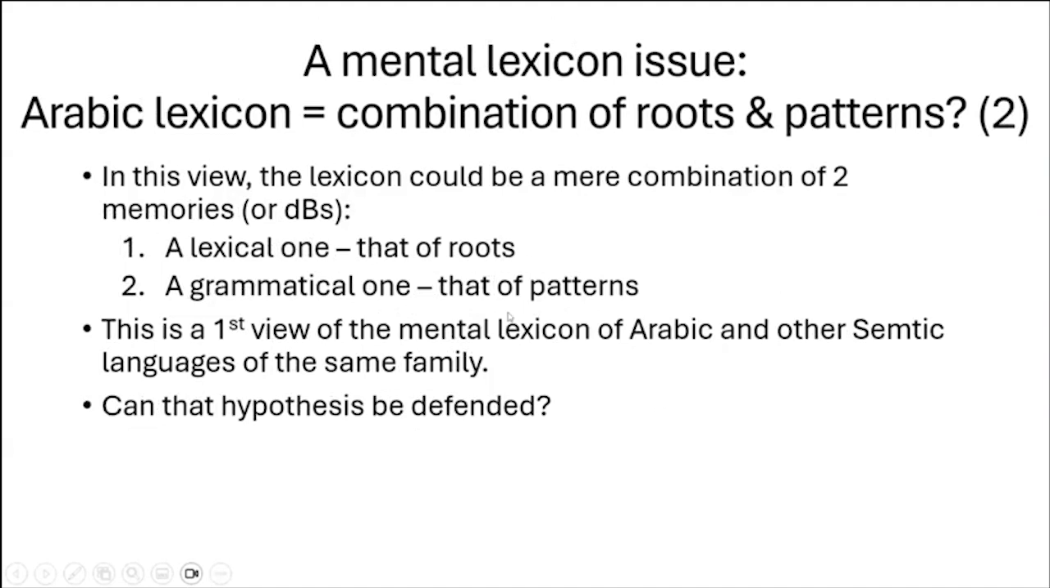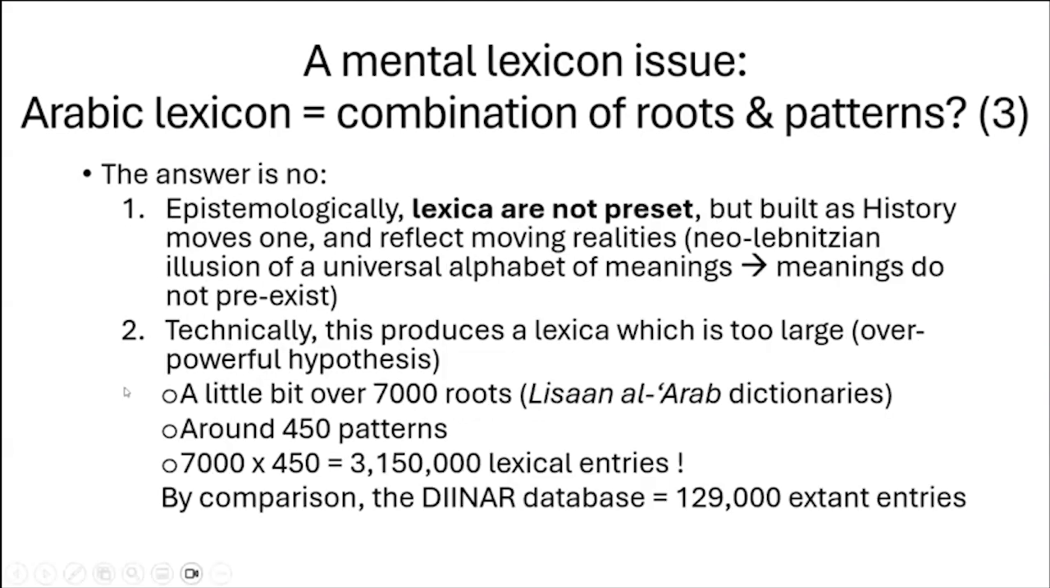So some people have thought for quite some time that you could have a mental lexicon for Arabic combining a lexicon of roots and a grammatical lexicon of patterns. Patterns have a grammatical meaning. You have around 450 patterns. That's the maximum you can get. And then roots, you could go to 7,000. This is a first view of the mental lexicon. So could that be the mental lexicon of Arabic?